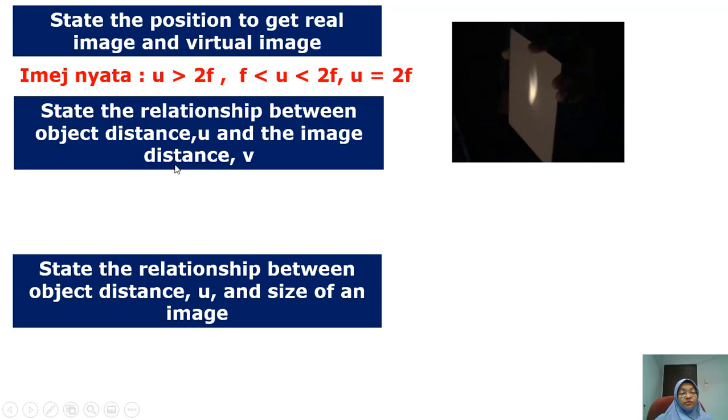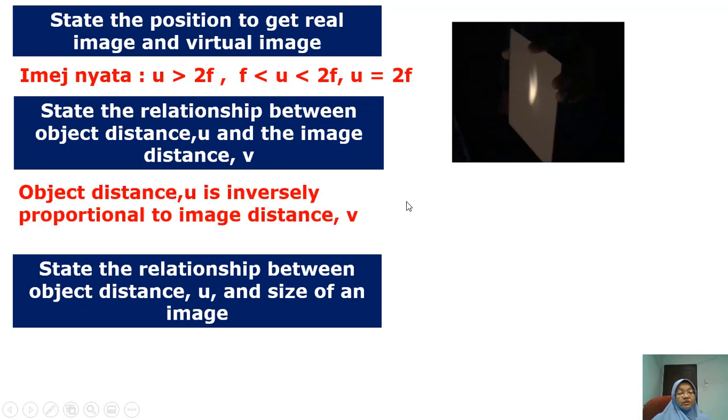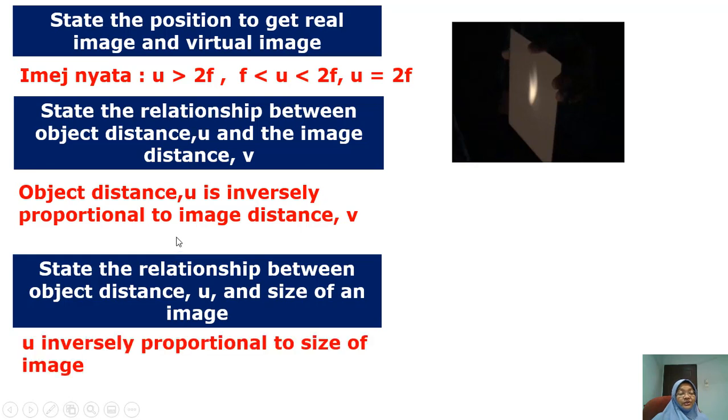State the relationship between the object distance U and the image distance, so they will become inversely proportional. Okay, and then state the relationship between the object distance U and the size of the image. So when V is longer, the size of the image is smaller. Okay, sorry, the size of the image is bigger. So the size of the image follows the image distance. Okay, so it will be inversely proportional.